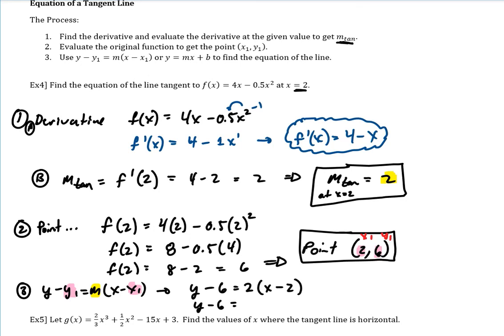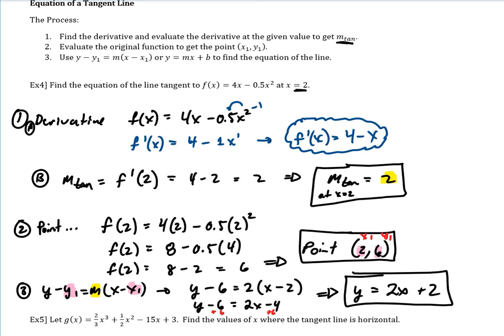So I have y minus 6 equals, and the 2 distributes, I'd have 2x minus 4. The last step is just to add the 6 over, so plus 6. And then we have y equals 2x, and minus 4 plus 6 is plus 2. There we go. That's our equation of the line tangent to that x value for our graph.